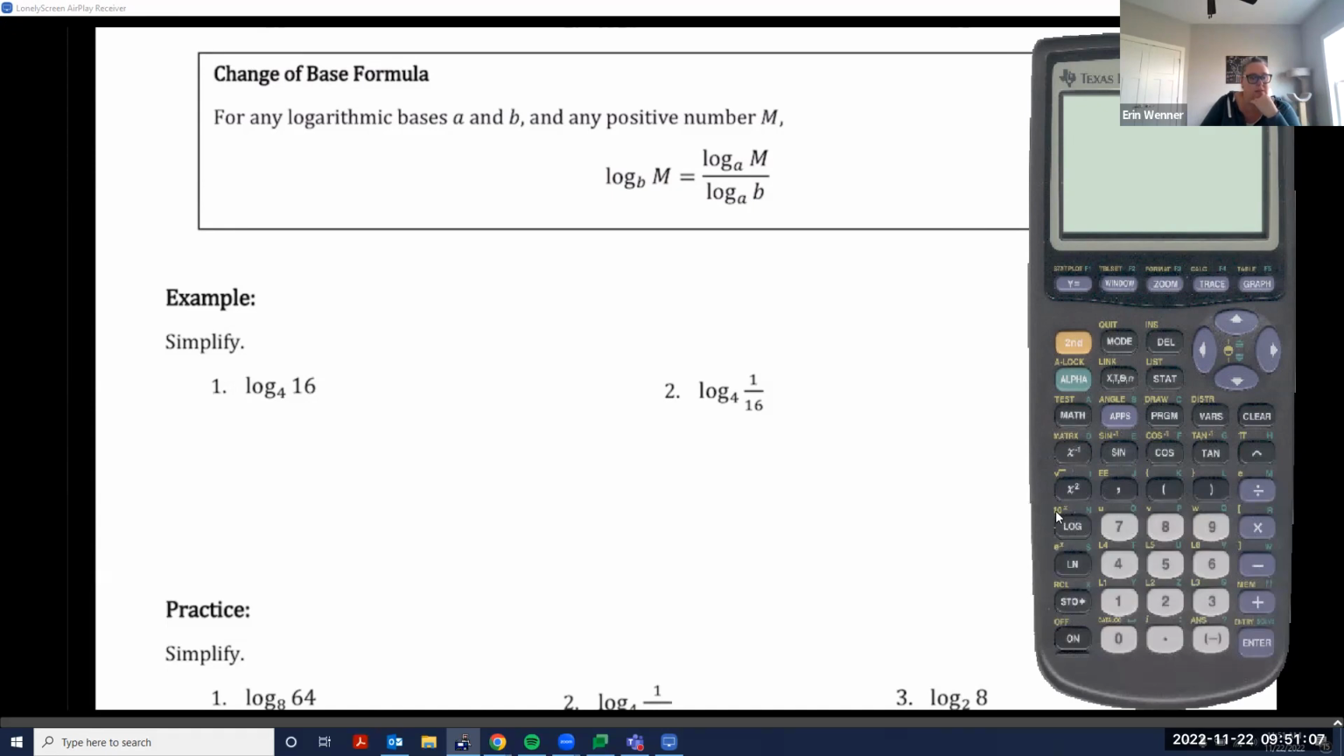These are inverse operations, which is why we use the second key to get to them. In order to plug this into our calculator, we need to use something called the change of base formula so that we have the same base. In our calculator, they're going to assume that these two bases are base 10.